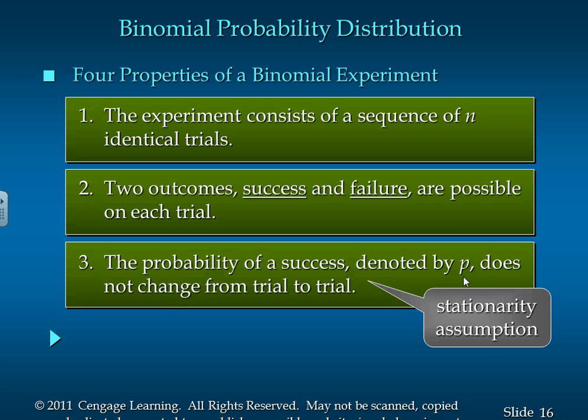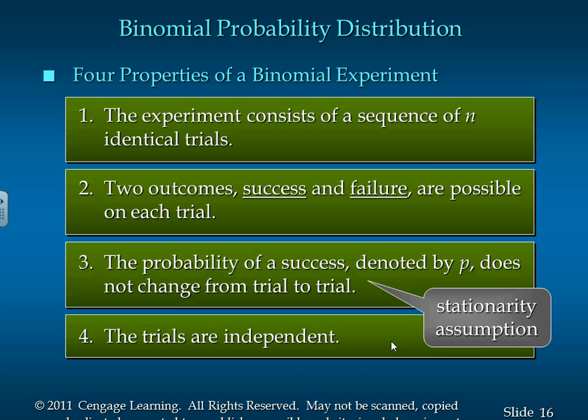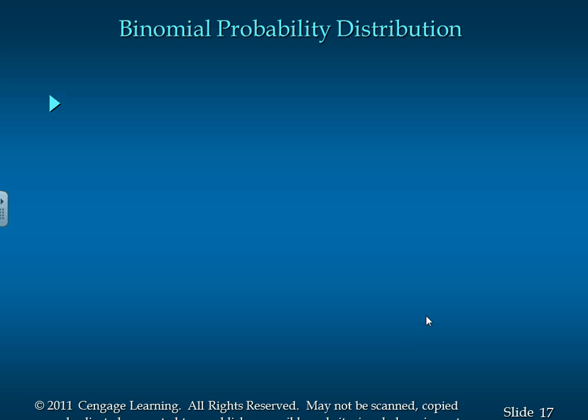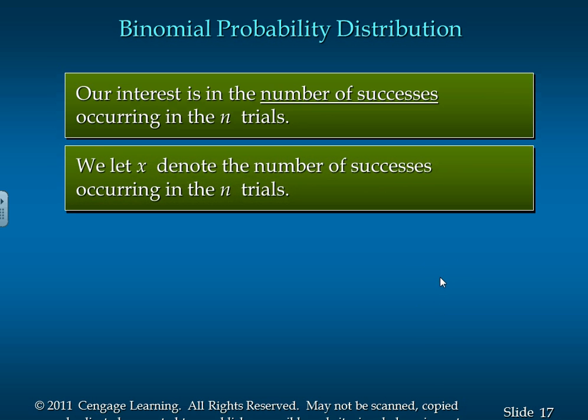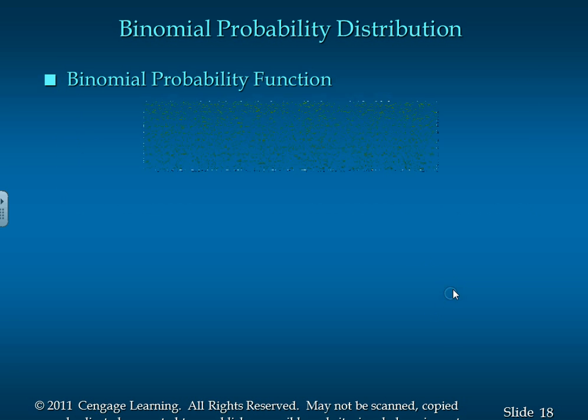Okay, I'm flipping a coin. Probability of success is 50%. It does not change from trial to trial. It doesn't matter how many times I do it, I get the same p. The trials, however, are independent. It doesn't matter what I did before. Our interest is in the number of successes occurring during the trials. I'm very interested. The x denotes the number of successes for the trials.